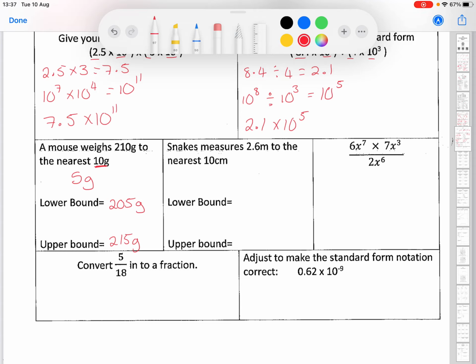A snake measures 2.6 meters to the nearest 10 centimeters. So upper and lower bounds, we're going to take whatever we're measuring to. We're going to half that, so that's 5 centimeters. We want it in meters, really, so that's going to be 0.05 meters. For our lower bound, we're going to subtract that. So 2.6 take away 0.05 is 2.55 meters. And our upper bound, we're going to add the 0.05 on, so it's going to be 2.65 meters.